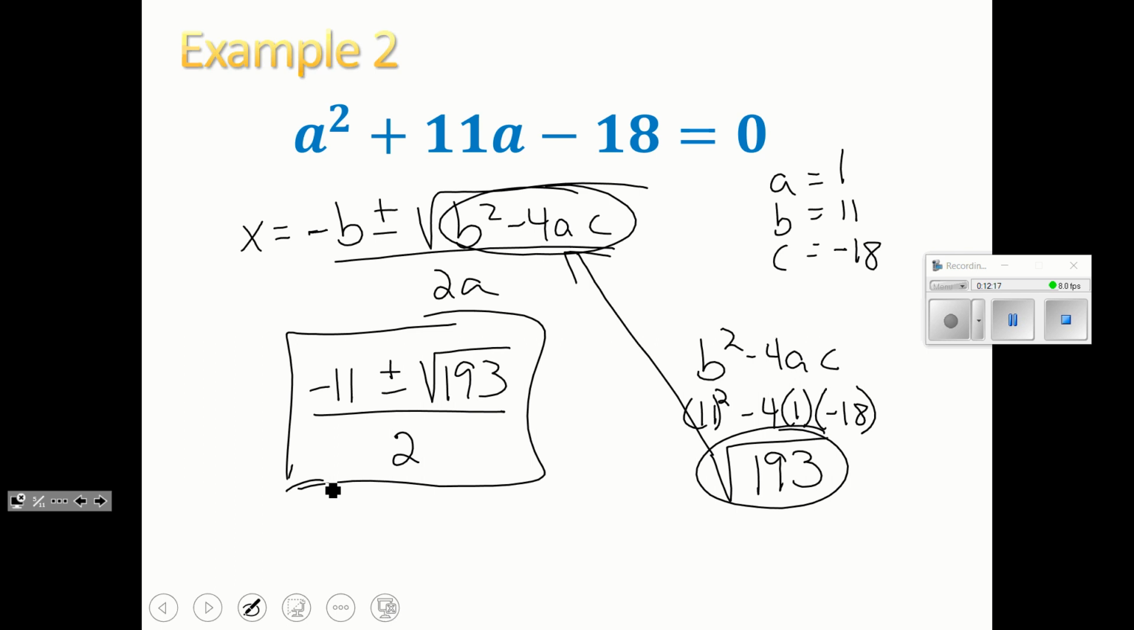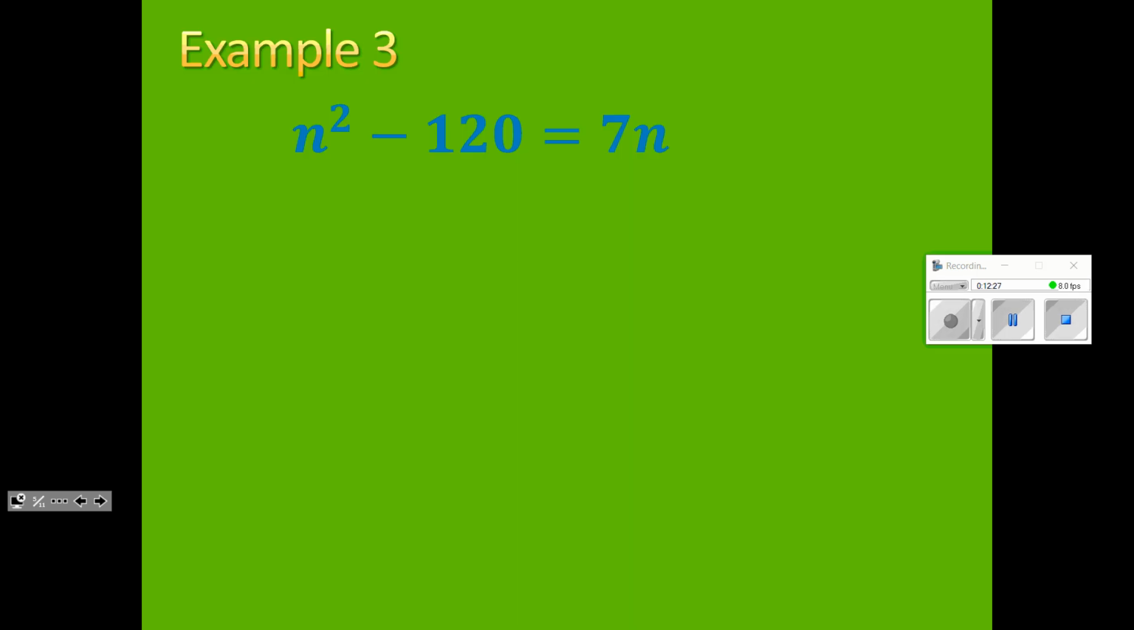You've got negative 11 plus the square root of 193 over 2, and then you've got negative 11 minus the square root of 193 over 2. So do you understand? Like, factoring works great if it's factorable, but I don't think every single one is factorable.